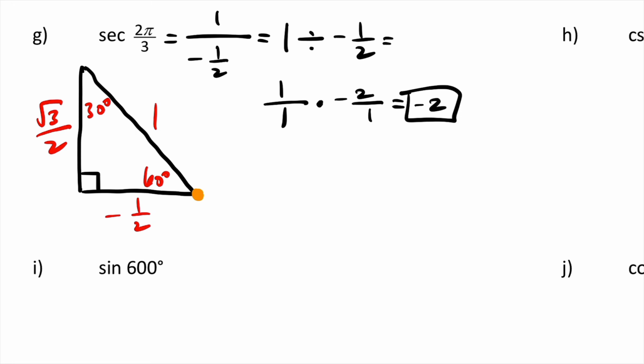Okay. All right, now I want you to do h on your own. Do h on your own. We'll do I and j together, and we'll be done.